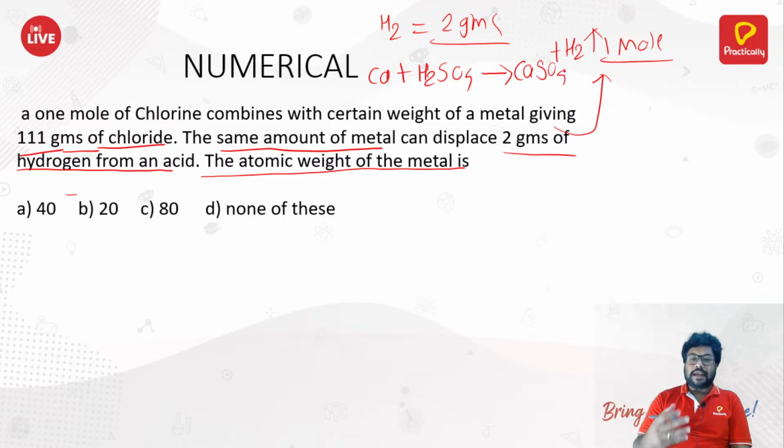Same happens with beryllium, magnesium, calcium, strontium, barium. Basically, the metals which have valency 2 can do this. The metal whose valency is 1 cannot do this. For example, sodium, potassium, they cannot do this.